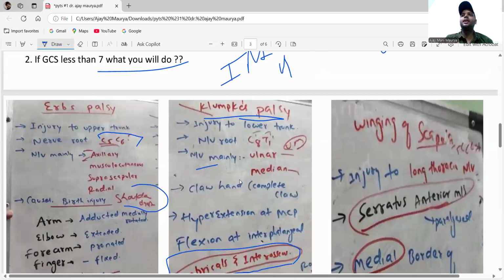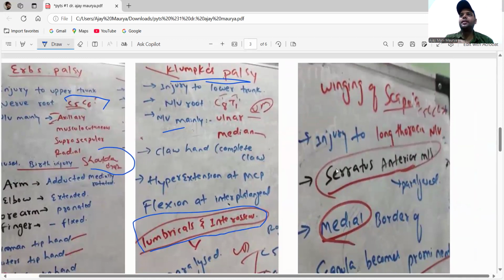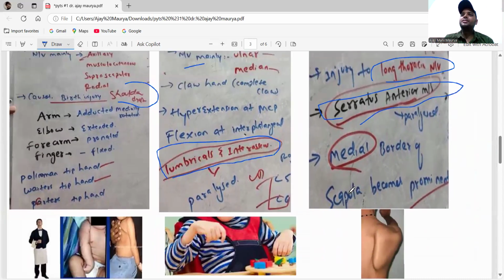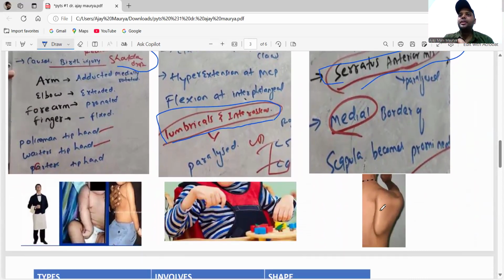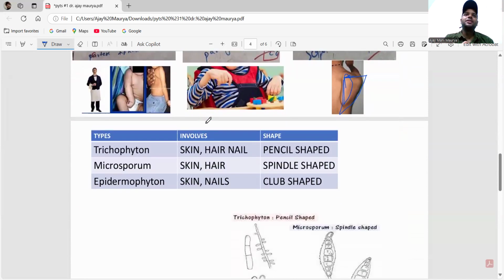Next is winging of the scapula, C5, C6, C7. This is due to injury to which nerve? The long thoracic nerve. What muscle is paralyzed? The serratus anterior muscle. Which border of the scapula becomes prominent? The medial border. Very simple: ulnar median is Klumpke's, the others are Erb's palsy, C5, C6.